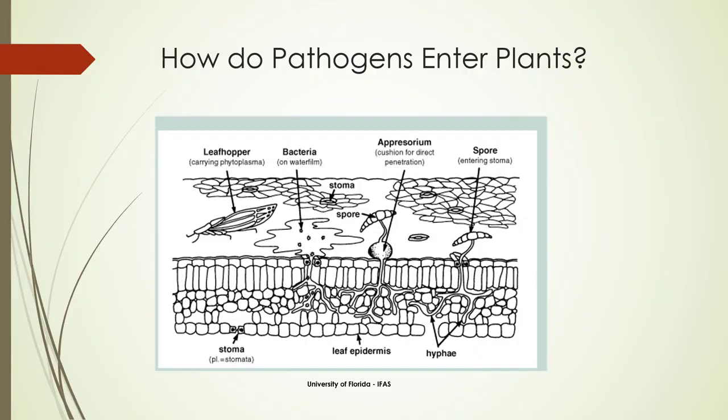So here are some different ways that diseases can enter into a plant leaf. And so a spore enters the stoma. Hyphae are long branching structures of a fungus, and an appressorium is actually the flattened, thickened portion of hyphae, and you can see that it is able to penetrate into the leaf. Bacteria will enter through a stoma or some natural opening or wound. It has to have water associated with it. And leafhoppers spread phytoplasma, which are organisms closely related to bacterial disease.